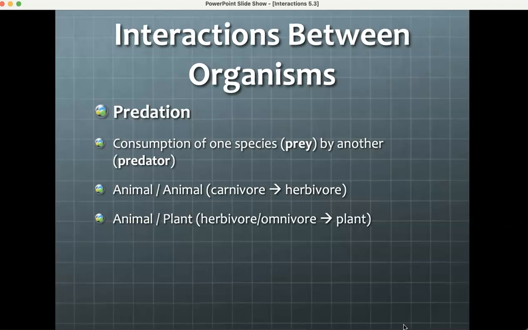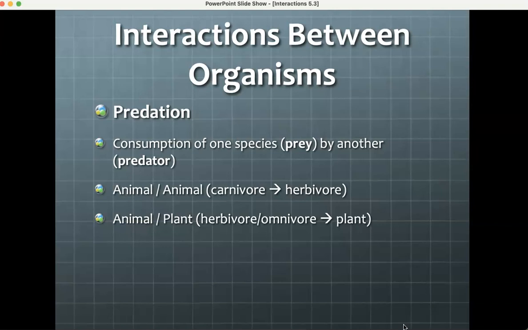All right, and the last one. Again, talk about not beneficial, depending on what side of this equation you're on, I suppose. Predation. All right. Consumption of one species by another. Predator and prey, you know those words, hopefully. Okay. Some nice, easy questions on the test, hopefully.